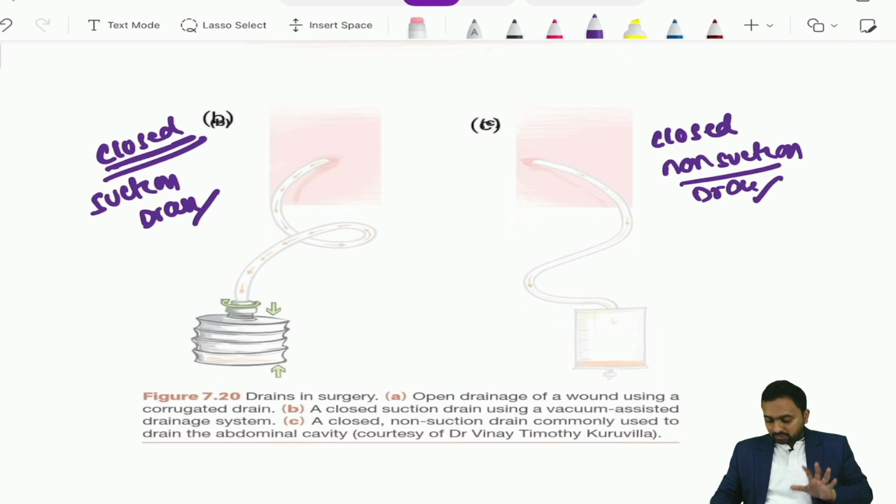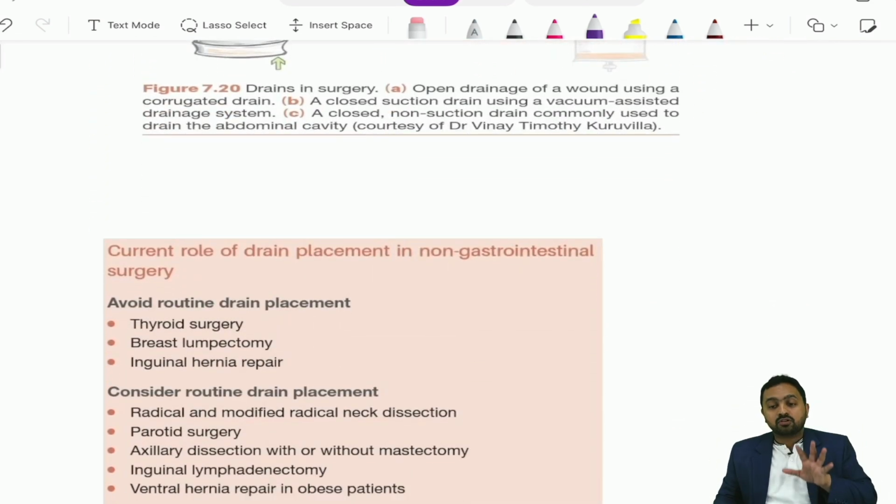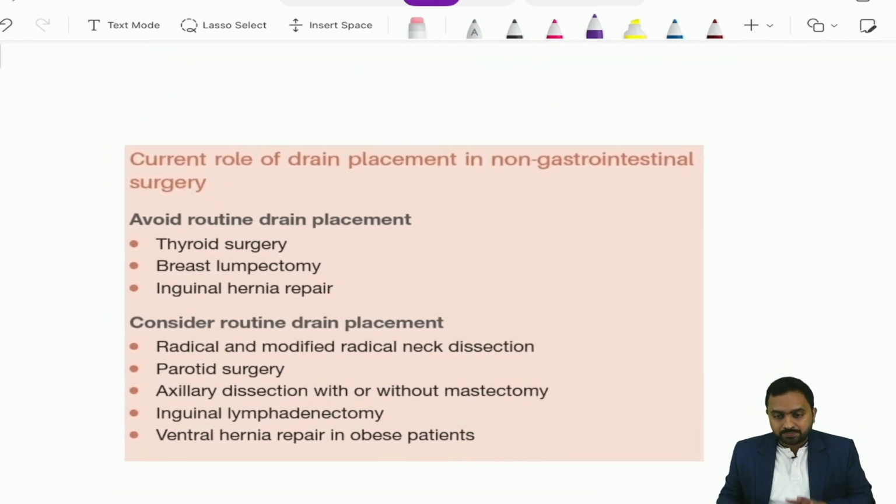Now regarding your drains, what is the current role of drain in your non-GI surgery? It is said to avoid routine drain placement in thyroid surgery, breast lumpectomy, inguinal hernia repair, and to consider routine drain placement in radical or modified radical neck dissection, parotid surgery, axillary dissection with or without mastectomy, inguinal lymphadenectomy, and your ventral hernia repair in obese patient.